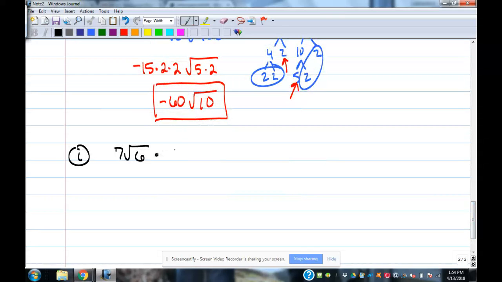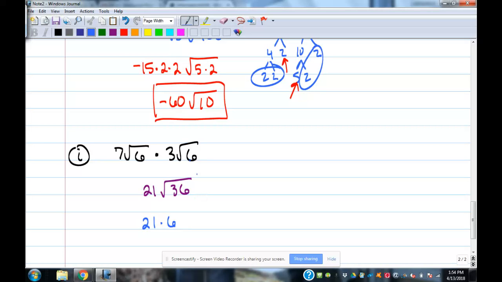7 radical 6 times 3 radical 6. This one, for whatever reason, problems like this seem to cause issues. And I've never really figured out why, because I think they're easier. All right, so multiply. 7 times 3 is 21, and radical 6 times radical 6 is radical 36. Does 36 break down? What's the square root of 36? 6. So is it 21 times radical 6 or 21 times 6? It's 21 times 6. No radical anymore because the square root of 36 was 6.